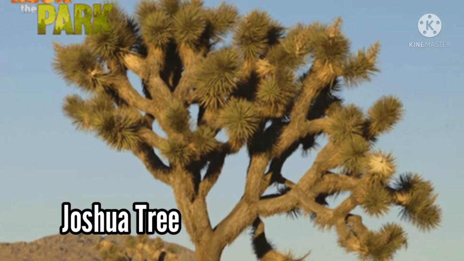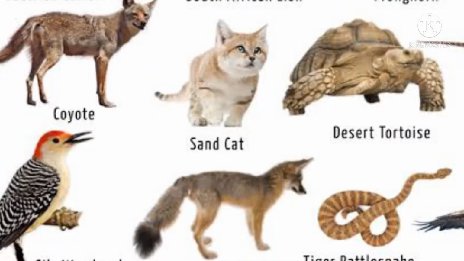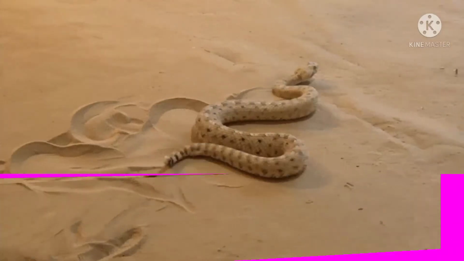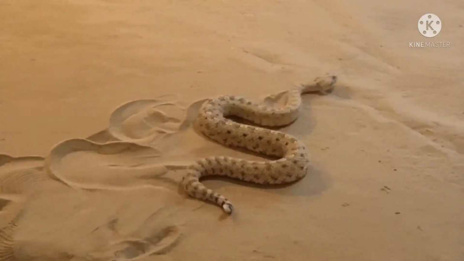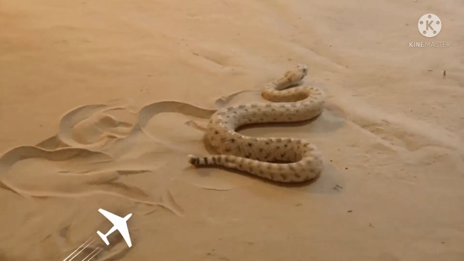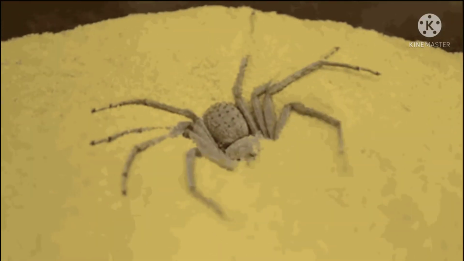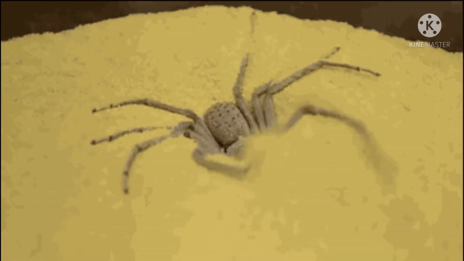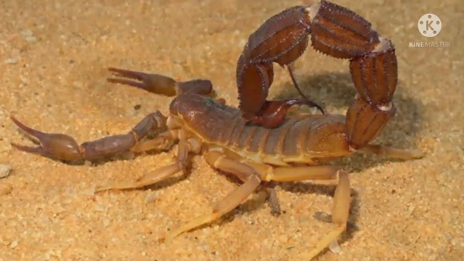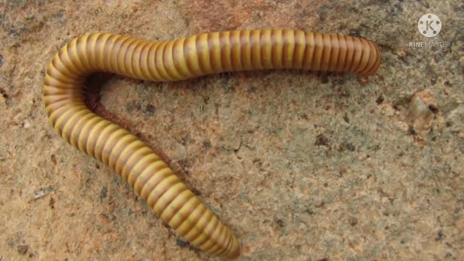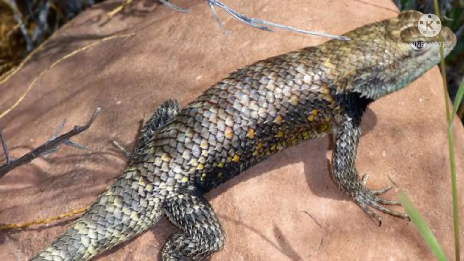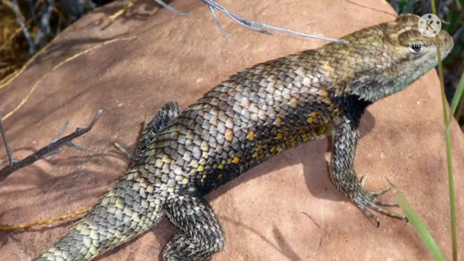Now let us take a look at animals found in the desert habitats. There are few of them. This animal is called a snake. This is a spider. Spiders are found in the desert habitat too. This is a scorpion, and this is a millipede. Wow! This animal here is called a lizard. It is also found in the desert habitats.